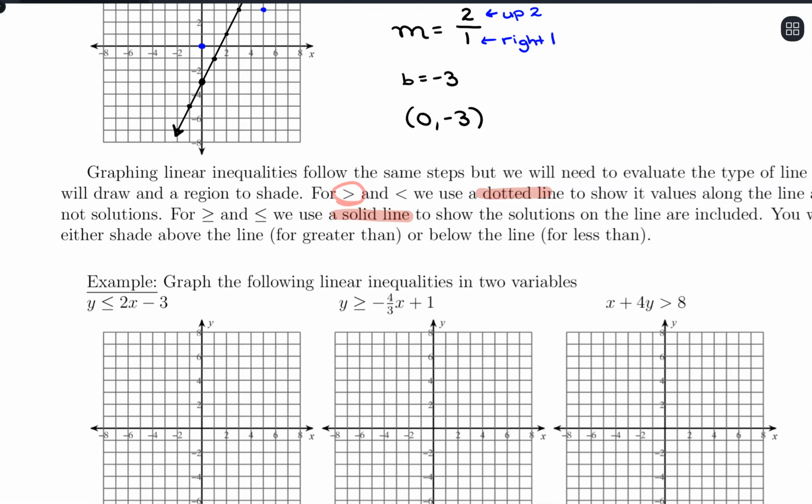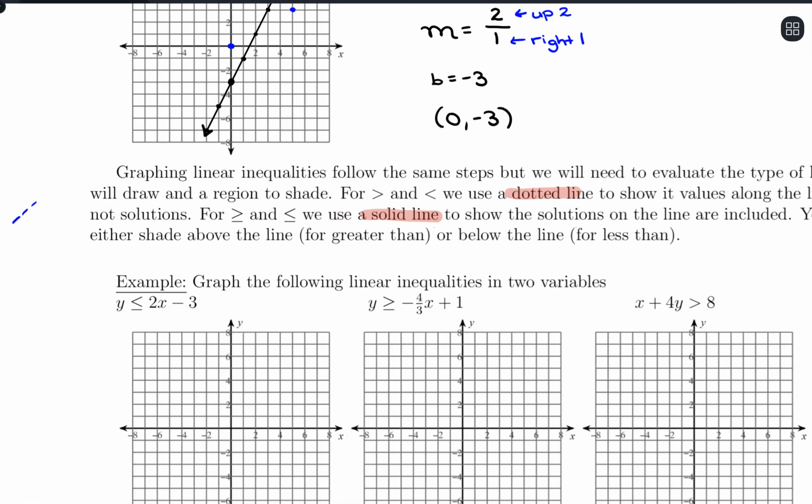So if we have the strictly more than, strictly less than, meaning we don't have the equals part, we're going to use this kind of dashed or dotted line. So it's going to look something like this, just a dashed line to show that that line is a barrier, but our solutions are not actually included on that line. And then if we're using the symbol more than or equal to, less than or equal to, we're going to use a solid line, just like we do with linear equations, to show that solutions along the line are in fact solutions because we have the equals.